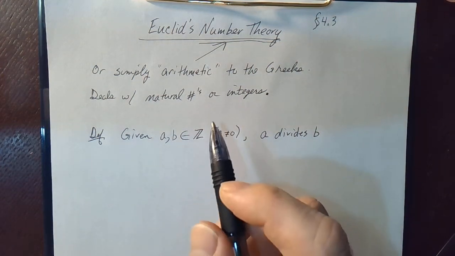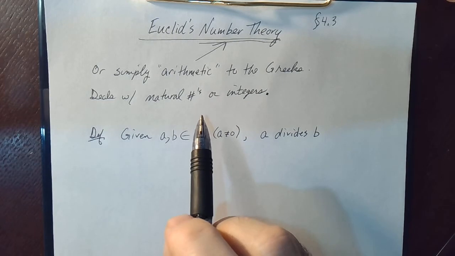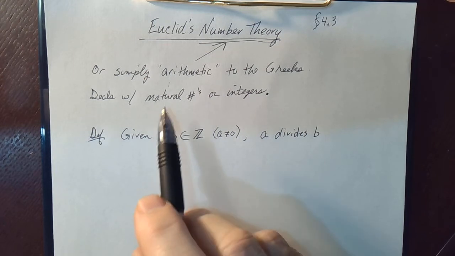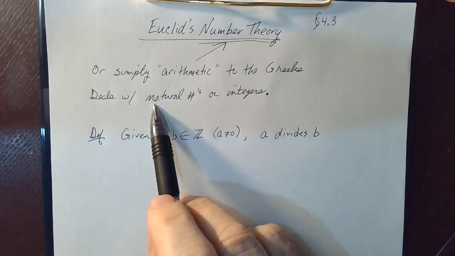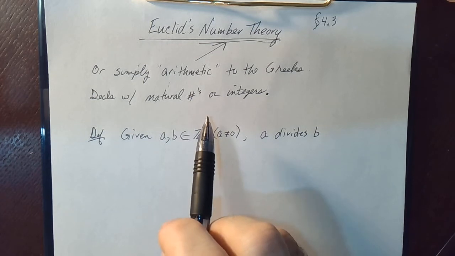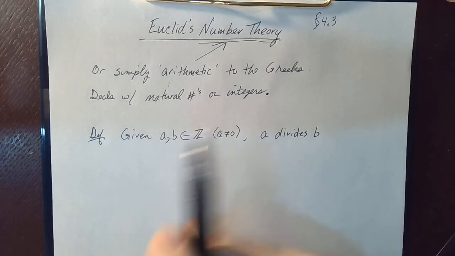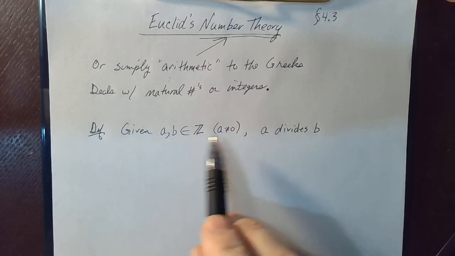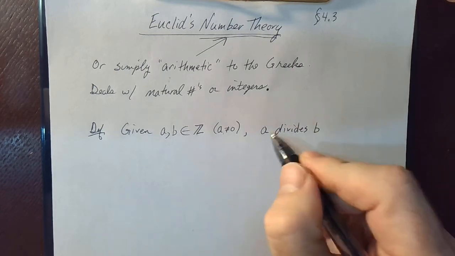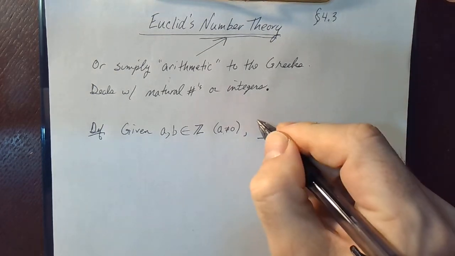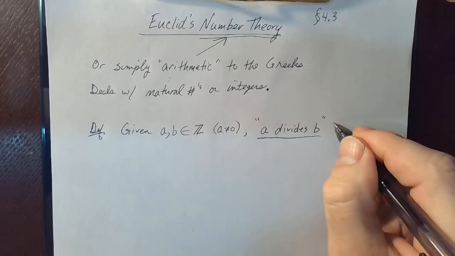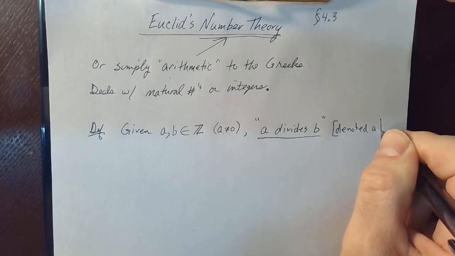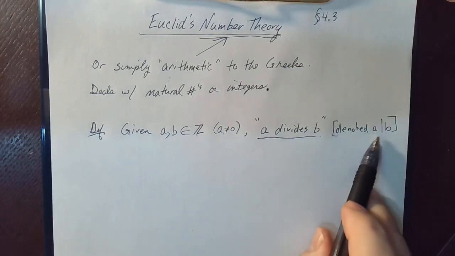Well, in this section, we're going to talk about Euclid's number theory, or as the Greeks might have referred to it, basically just arithmetic. It's math that deals with integers and maybe sometimes just natural numbers, the positive integers. Well, we're going to start off with a very foundational definition. If we're given two integers a and b, where a is not equal to 0, a divides b, that's what we're defining here, and I'll say it's denoted a with a vertical bar b. That's how we'll write it from now on.